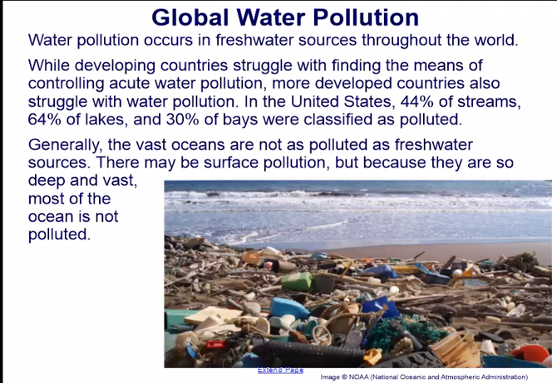Global water pollution. Water pollution occurs in freshwater sources throughout the world. While developing countries struggle with finding the means of controlling acute water pollution, more developed countries also struggle with water pollution. In the United States, 44% of streams, 64% of lakes, and 30% of bays were classified as polluted. Generally, the vast oceans are not as polluted as freshwater sources. There may be surface pollution, but because they are so deep and vast, most of the ocean is not polluted.